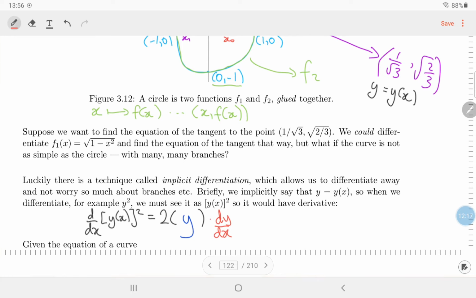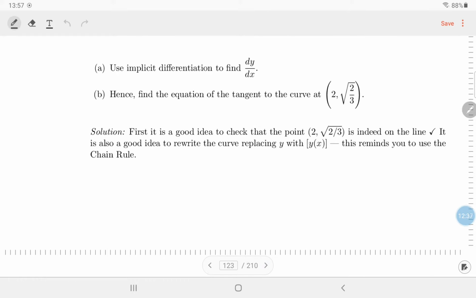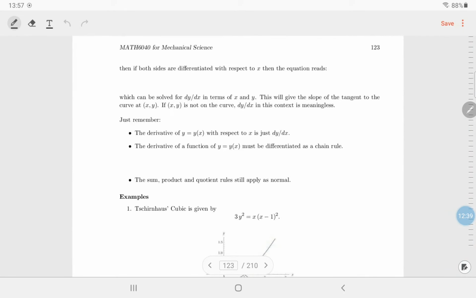So what happens is you're going to have a curve, which I'll write down here. So some formula in x and y equal to 0. And if you differentiate both sides of the equation of the curve, you'll have x's, y's, and you'll also have dy's, dx's, so you'll be able to solve for dy dx in terms of x and y. So then if both sides are differentiated, you get an equation with x, y, and dy dx equal to 0, and you can solve for dy dx. And that will give the slope of the tangent to the curve at the point.